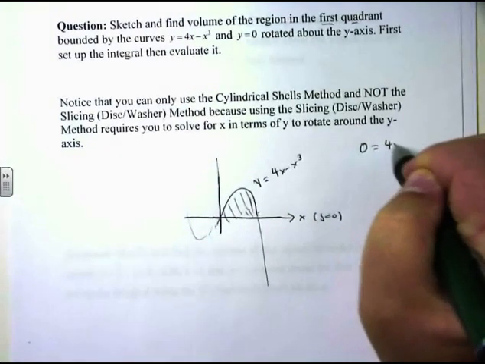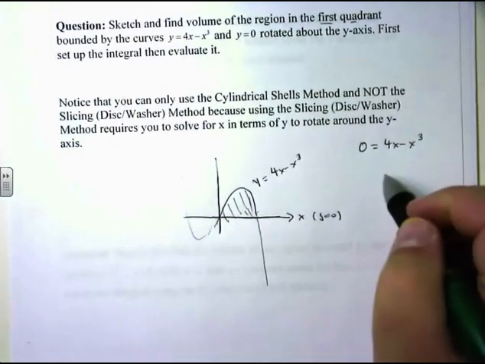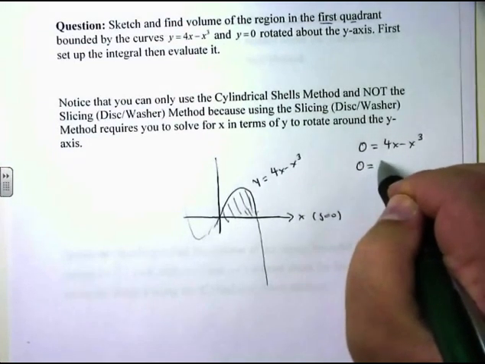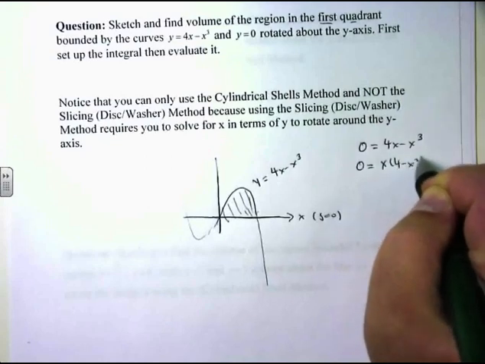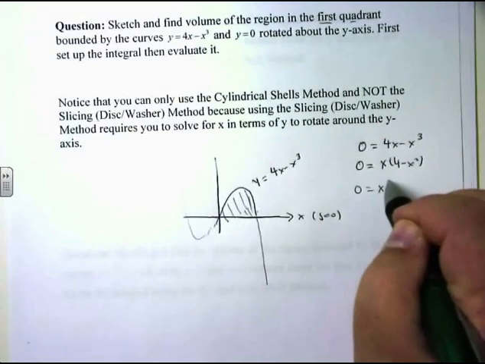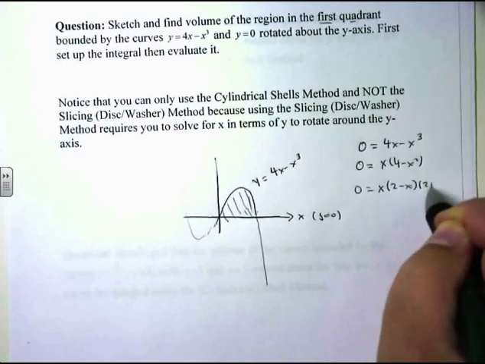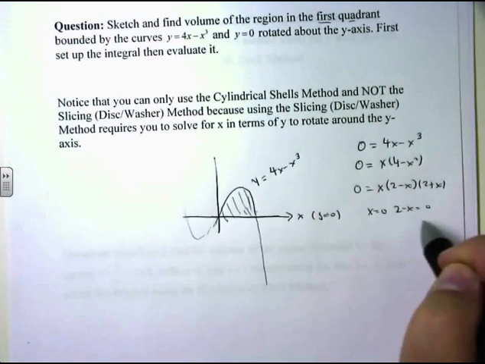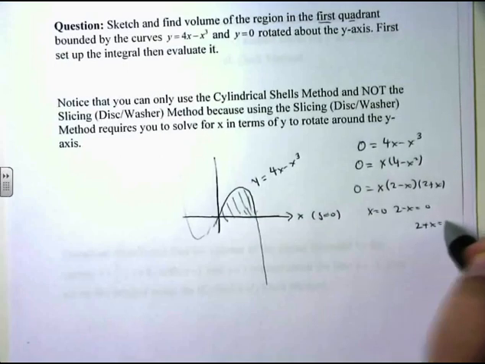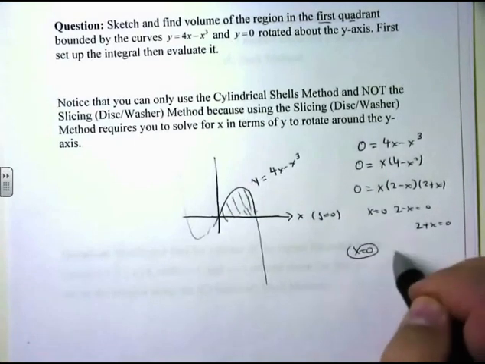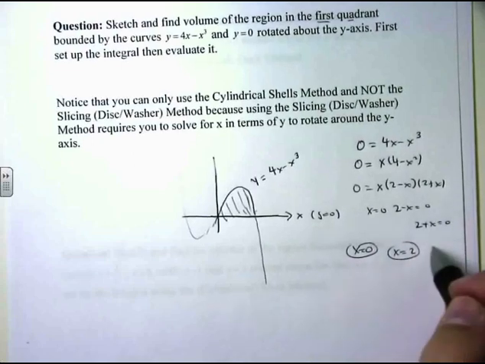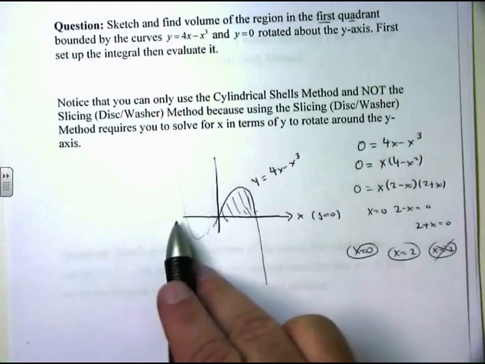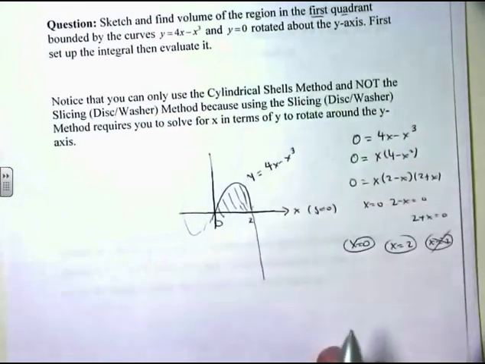0 equals 4x minus x cubed. I can factor out an x out of this thing, so that would be 0 equals x times 4 minus x squared. Again, it's my classic difference of squares. That'll be 2 minus x times 2 plus x. I set each factor equal to 0, and I solve. This gives me x equals 0, x equals 2, and x equals negative 2, but in the first quadrant, I don't care about that guy, the x equals negative 2, so it's from 0 to 2. Okay.